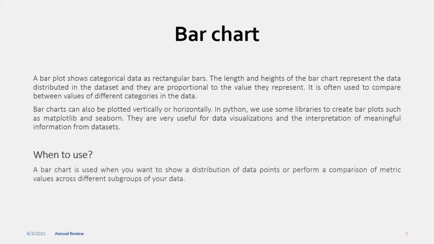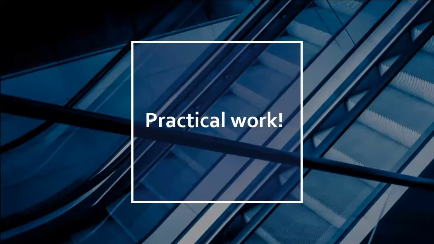Now you might be wondering when to use a bar chart. A bar chart is used when you want to show a distribution of data points or perform a comparison of metric values across different subgroups of your data. Let's do some practical work.